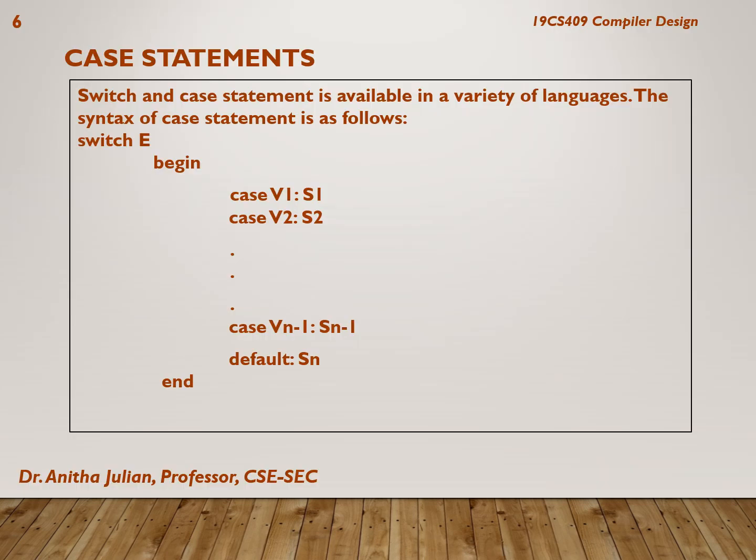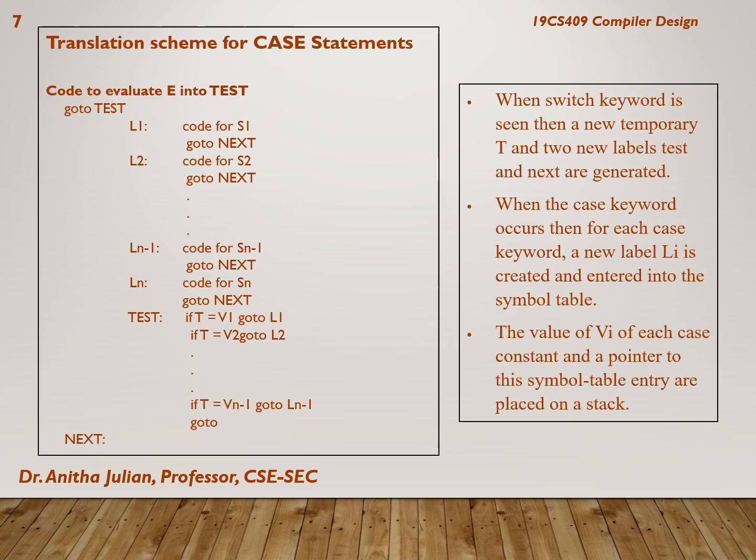Next we move on to case statements. We will have case 1, 2, 3, 4 up to n minus 1, and for each case we will have statements, and there will be a default case also. So how do we write the 3-address code or the translation scheme? Initially for everything there will be code, all the labels there will be code, and soon after the code we have to come to the remaining part of the program. That is what we are saying, go to next.